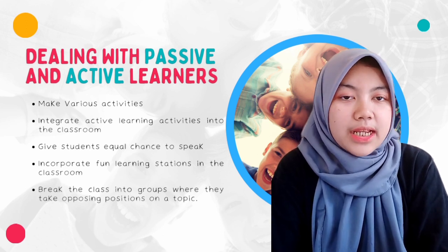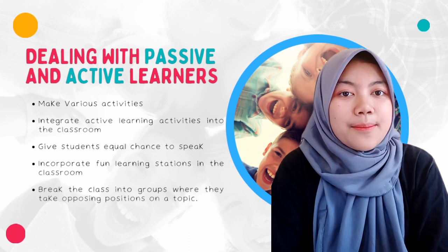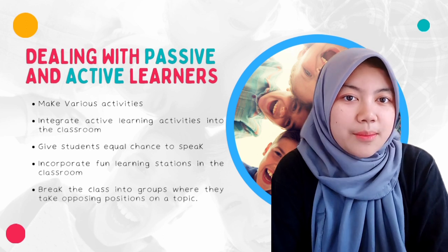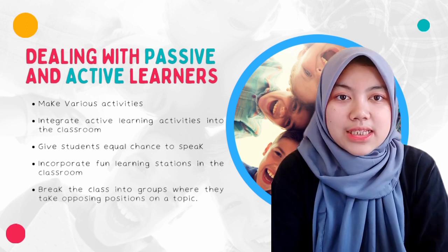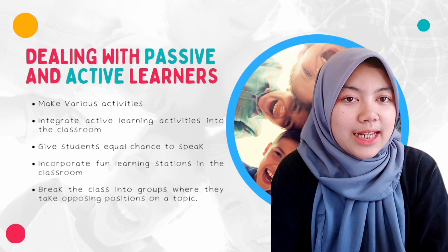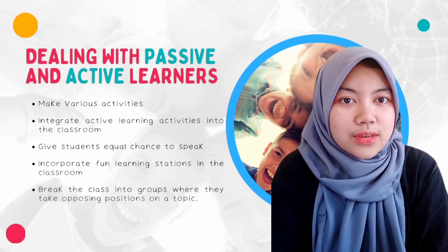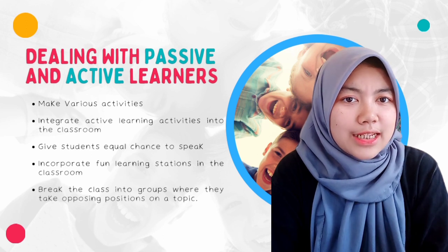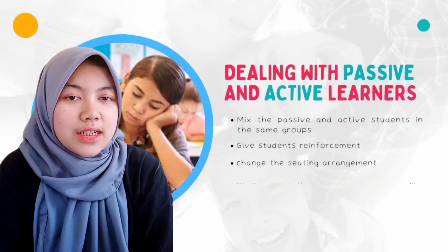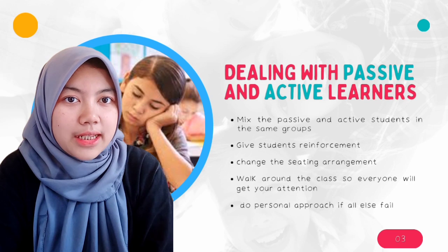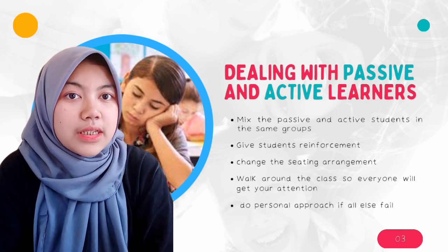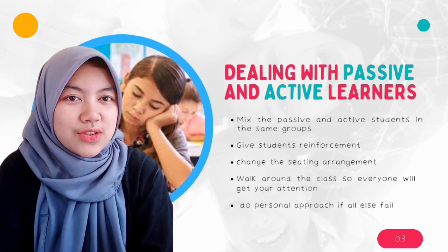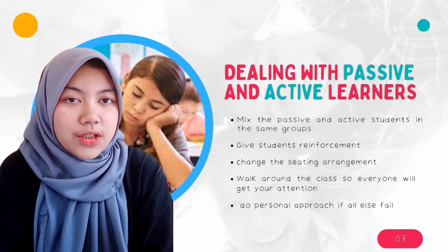Number 5, break the class into groups where they make opposing positions on a topic. Allow the students from each group to facilitate the discussions, so the teacher can act as the judge and dole out points for good arguments, creative content, and clever presentation. Number 6, mix the passive and active students in the same group. The teacher divides students, then ensures that each student does their part of the task.